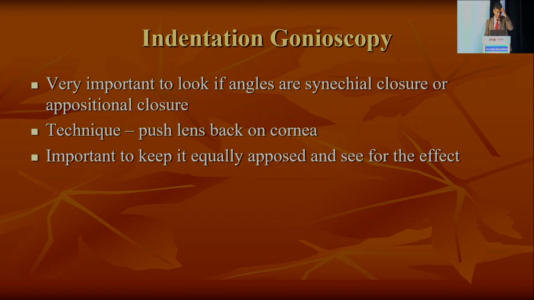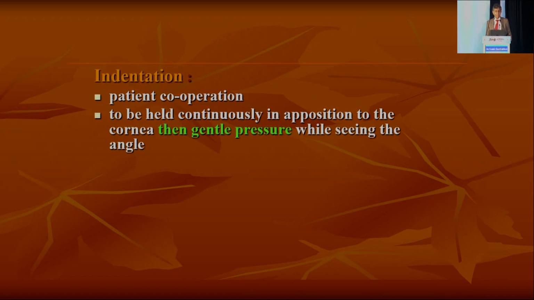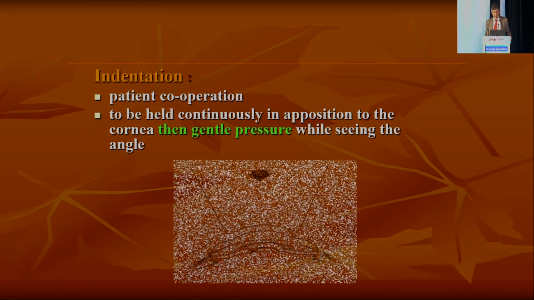Indentation gonioscopy is a very important evaluation tool, and I would suggest each and every ophthalmologist should make an effort to learn this. It's very important to look if the angles are closed, if they are synechial closure or just appositional. You use the technique of pushing the lens backwards and keep it opposed equally so that you don't get the folds, and then you will be able to see. Patient's cooperation is necessary, so you may just tell the patient you will feel a little pressure, and it has to be held continuously with gentle pressure. If it's unequal, you will get folds.